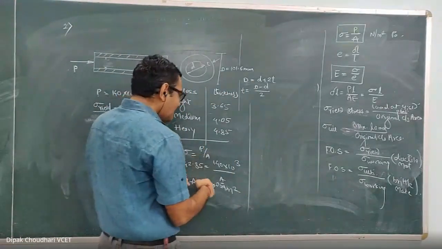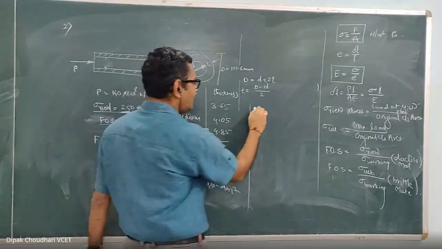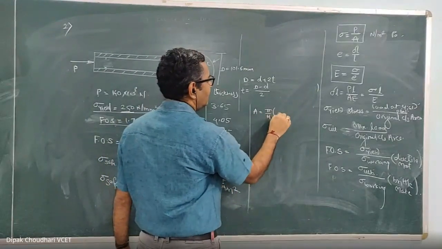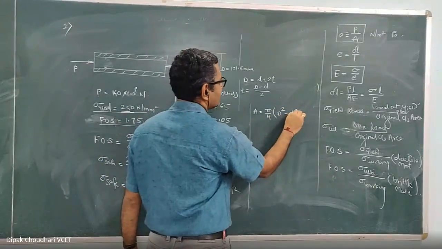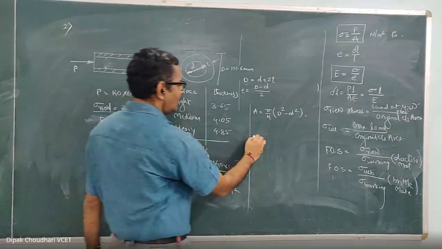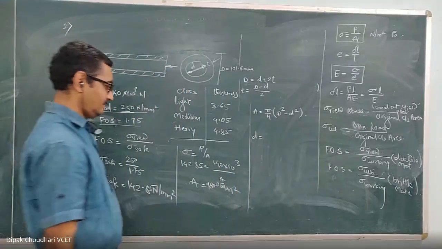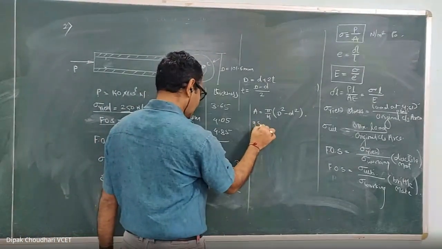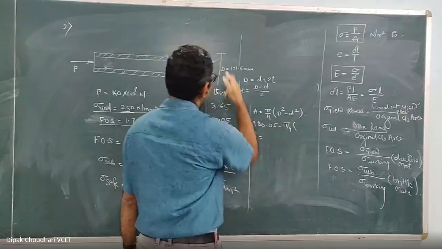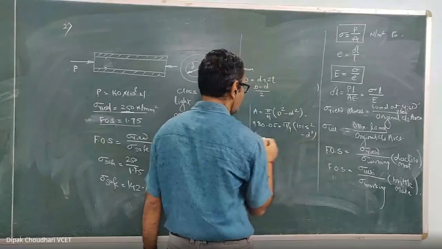With the help of this area, I will calculate the internal diameter of that particular tube. We know that A equals pi by 4 into capital D square minus small d square. Substitute the value, you will get the small d, the internal diameter. Area is known to you, 980.05, which equals pi by 4 into external diameter 101.6 square minus d square. Calculate and tell me how much is the internal diameter.